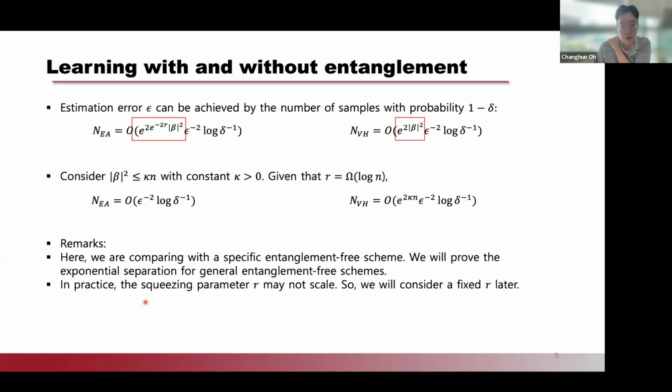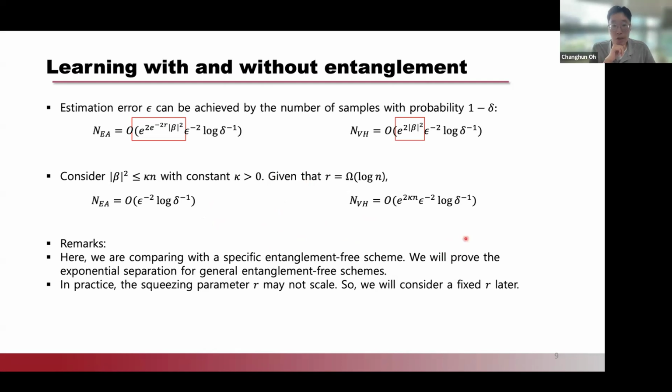And also another thing is that we assume that the squeezing parameter can be chosen to be very large. So this is logarithmic, but still, if we choose the number of modes to be sufficiently large, then the squeezing parameter r has to be really large. But in practice, this r is highly limited by some constant in experiment. So when I compare this entanglement-assisted scheme with the entanglement-free scheme later, I'm going to consider a fixed squeezing parameter. But still, theoretically speaking, we can already see a signal of this exponential separation.